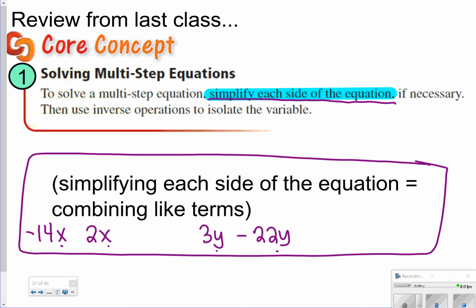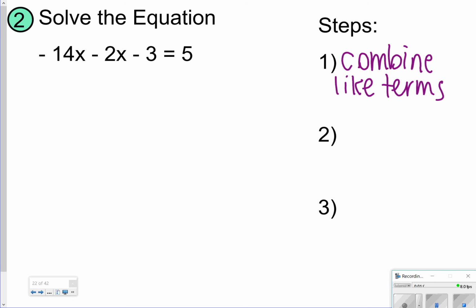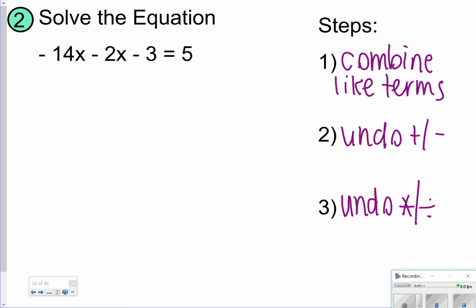Go ahead and take time now to pause the video here so you can write this down, and then once you're done, click play so you can see how it's done. So what we're going to be seeing today is more like terms. So the first thing that you want to do will be to combine like terms. Then you can undo addition or subtraction, and then finally undo multiplication or division.